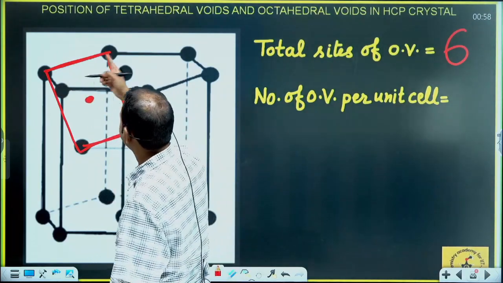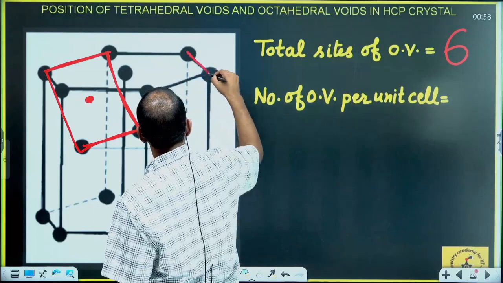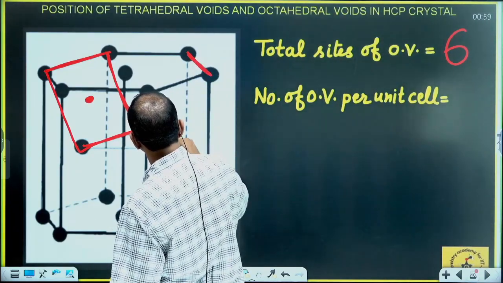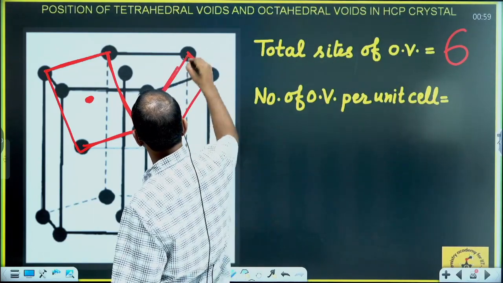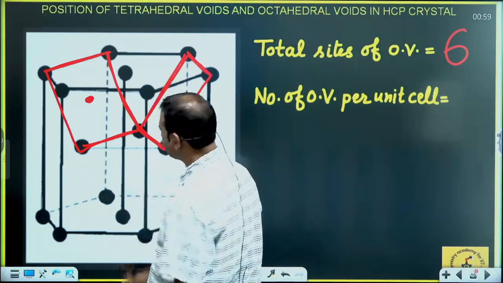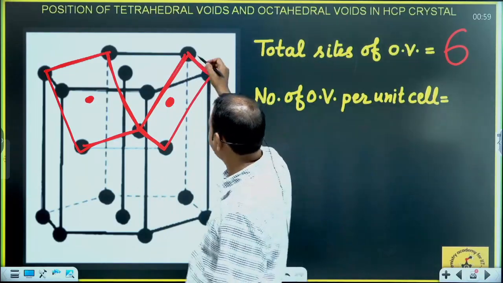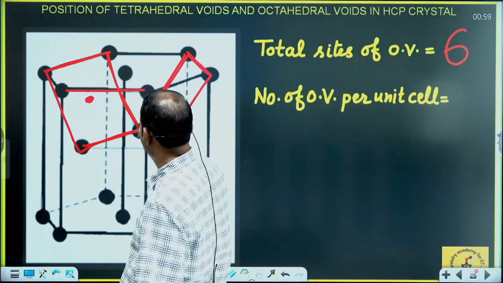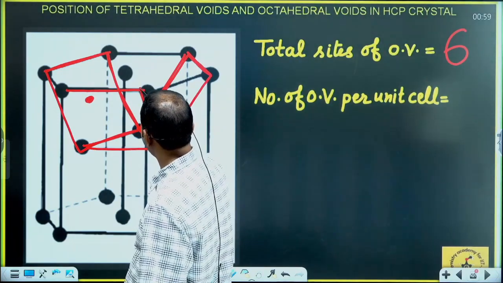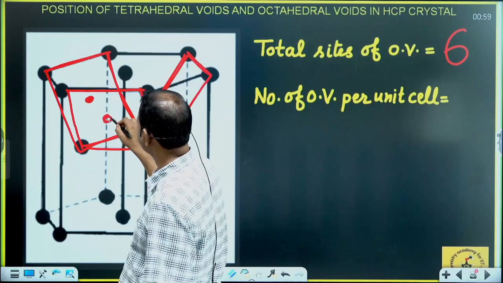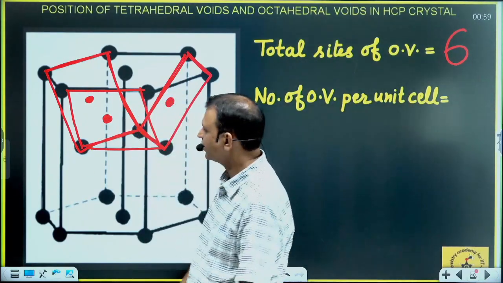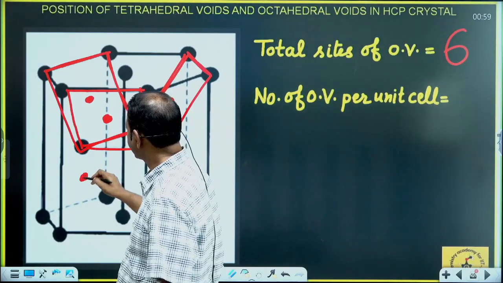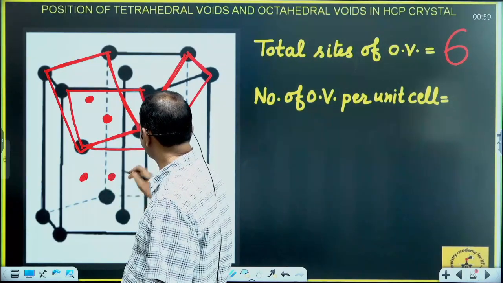If I have taken this edge, I leave this one and take that one. If I take this edge and this edge, with the help of that I can make a square. The center of this is a position of octahedral void. Now if I have taken this edge, I will leave this edge with respect to this edge and this one. If I combine them, I can make a square and the center of that is a position of octahedral void. Same way I can make an octahedral void over here, and over here, and over here.